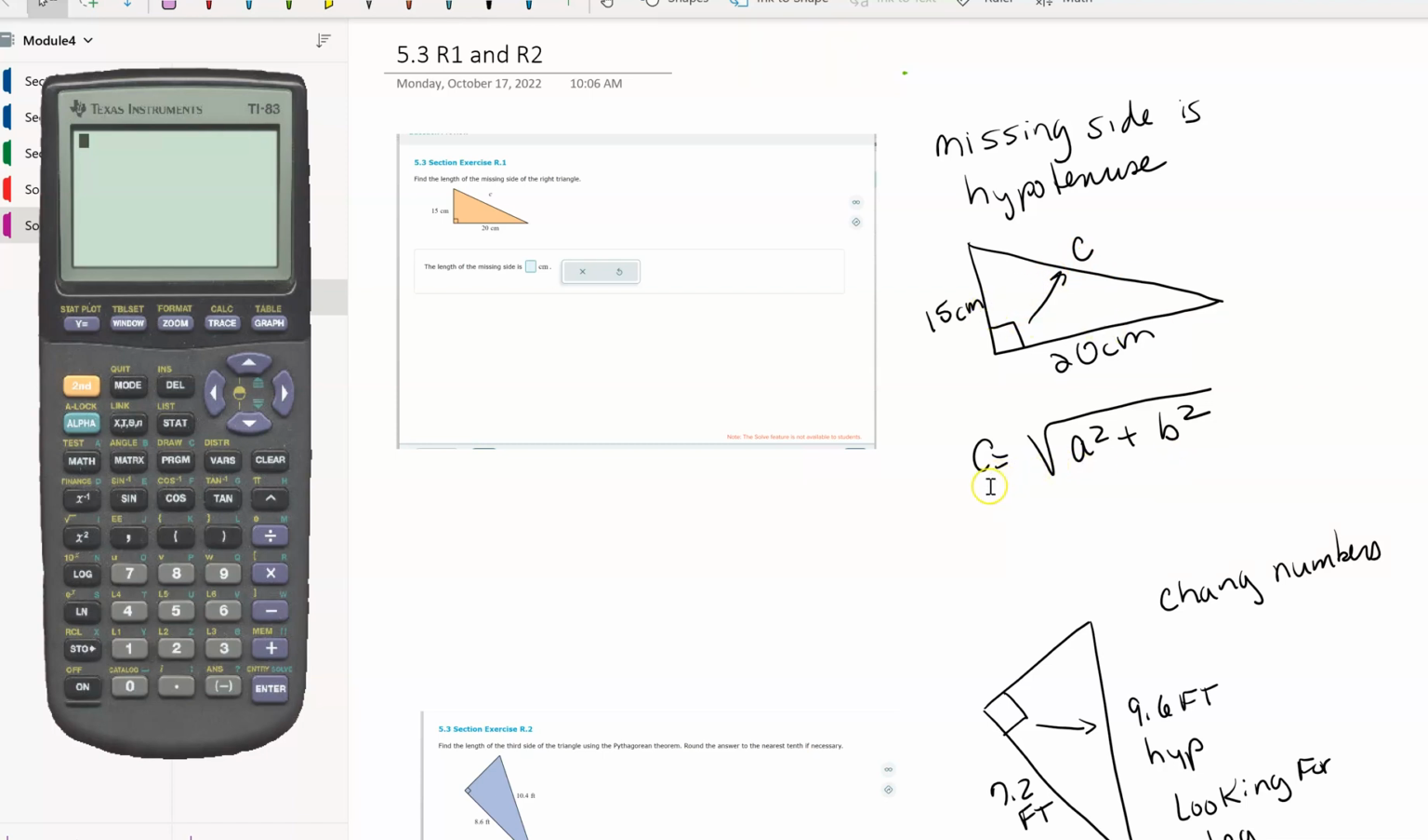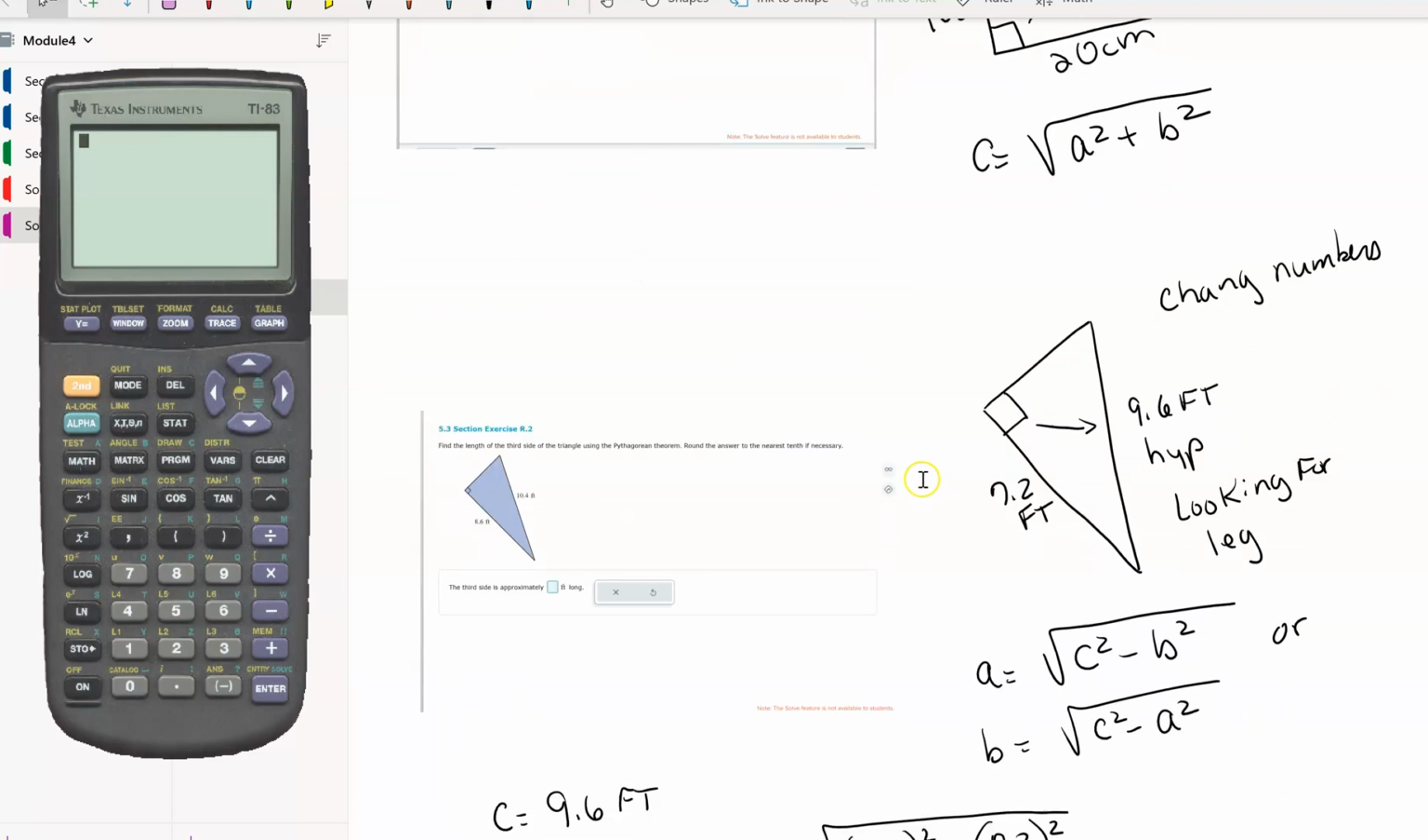So the Pythagorean Theorem to locate side C, or the hypotenuse, is the square root of a squared plus b squared. So just plug your numbers in, label 15 as a or b, and 20 will be the opposite of whatever you label the 15. You're just squaring them and adding them and taking the square root.